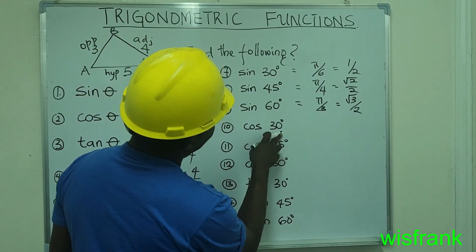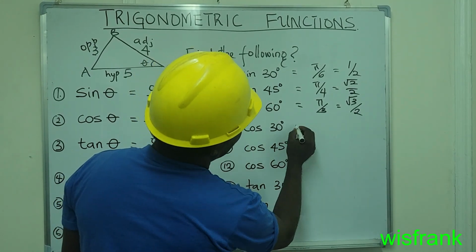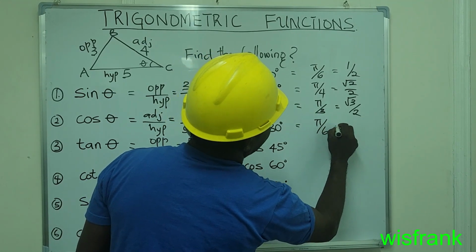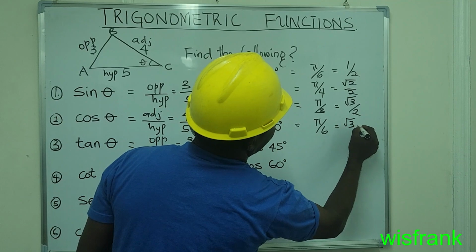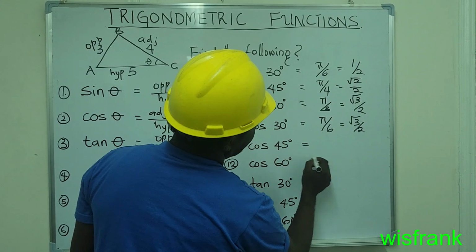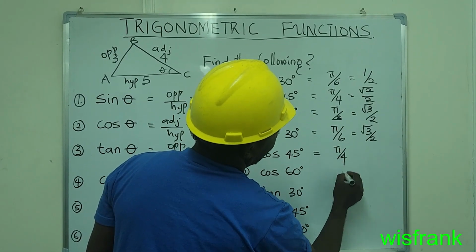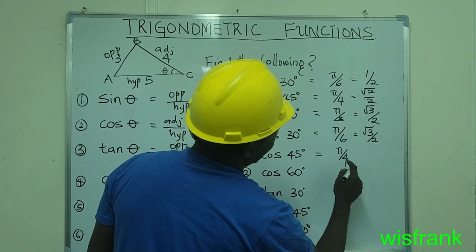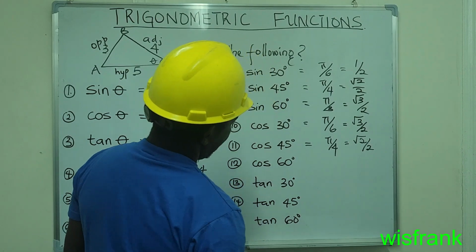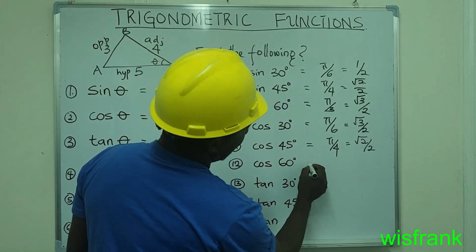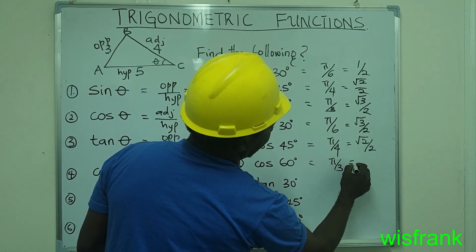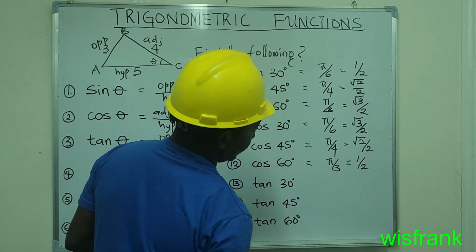So here cos theta, cos 30 is the same thing as pi all over 6. If we further break it down, we have root 3 all over 2. So cos 45 here is the same thing as pi all over 4. Then if we further break it down, we have root 2 all over 2. Then cos 60 here is the same thing as pi all over 3. We further break it down, we have 1 all over 2.